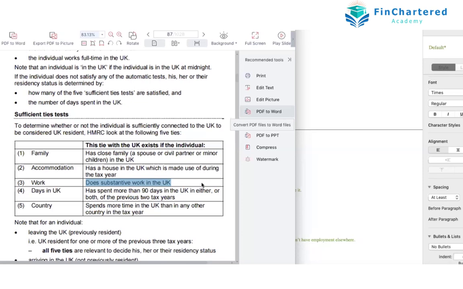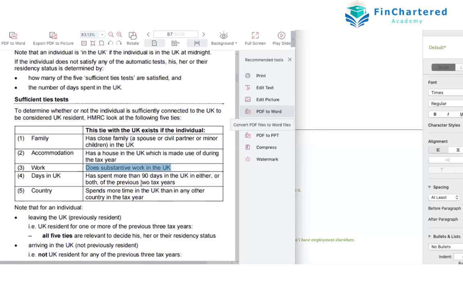Next is days in the UK: has spent more than 90 days in the UK in either or both of the previous two tax years. Right? You've spent more than 90 days, meaning more than 3 months you've stayed. So even if you don't have a job there, you have a close tie, connection with the UK.